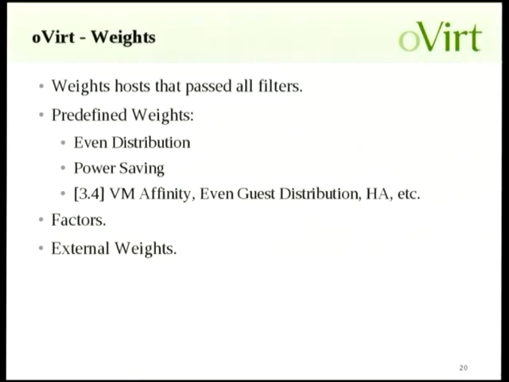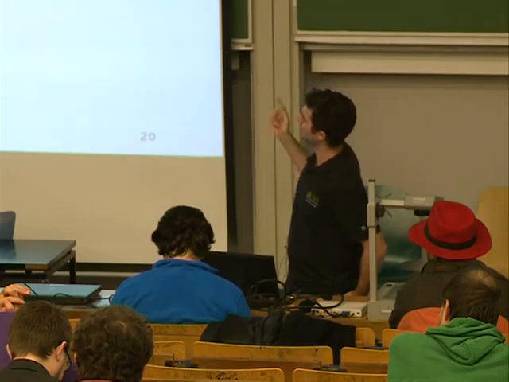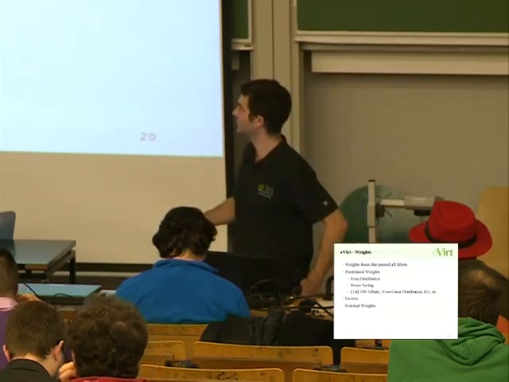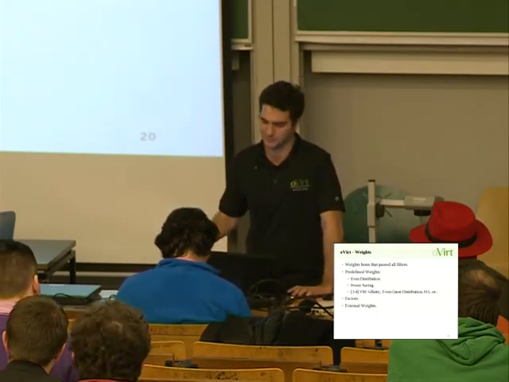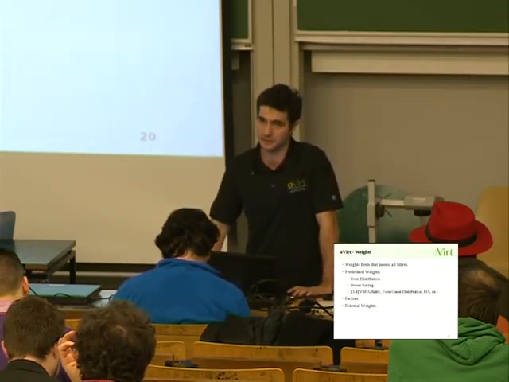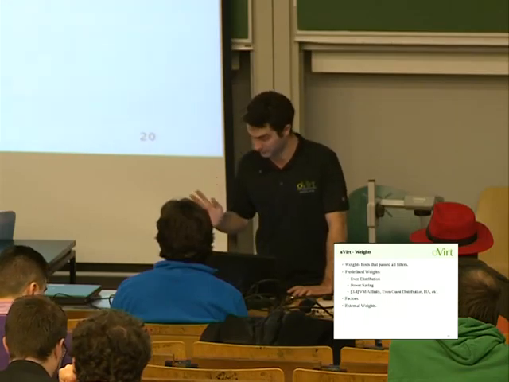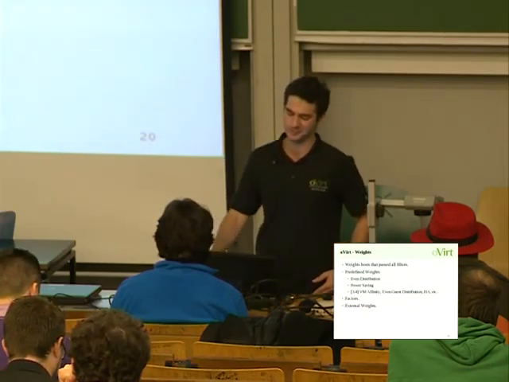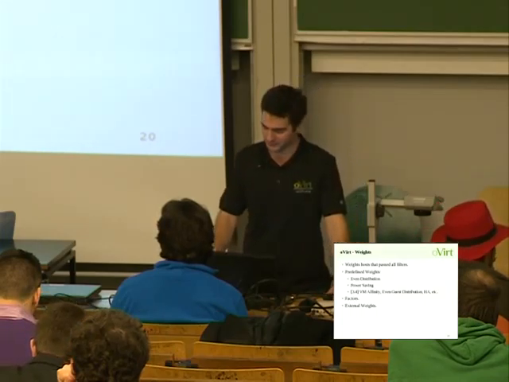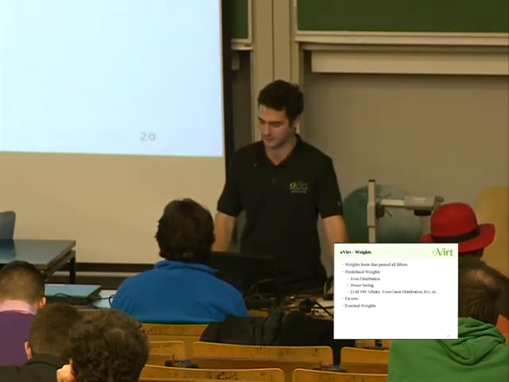Let's talk about the weights. It weights all the hosts that pass through the filters. We have the predefined weights, where the first two are CPU load, and then in 3.4 we added a lot more weight modules, which is kind of easy now because we have the new architecture. Each weight can have factors. We can prioritize the weights using factors. We can also add external weights.